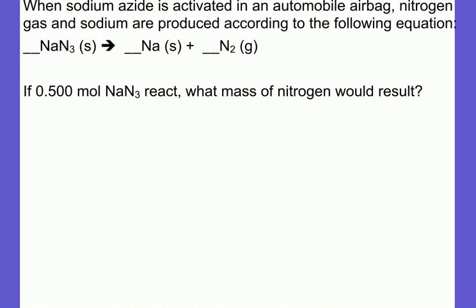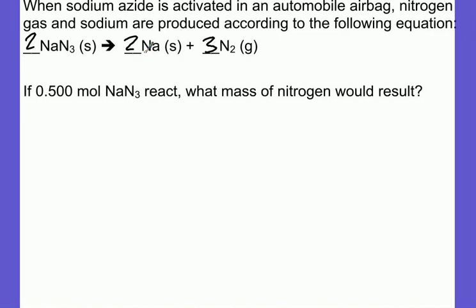Our next reaction, though, is a little bit tougher, right? We're just picking up one little step at a time. Sodium azide is activated in an airbag. Nitrogen gas and sodium are produced according to the following equation. So you have this solid sodium azide, NaN3, that turns into solid sodium and nitrogen gas. Since it's a 2 to 3 ratio with the nitrogens, I'm guessing I need to do my least common multiple. Then I get a 2 right here. Should all be balanced appropriately.